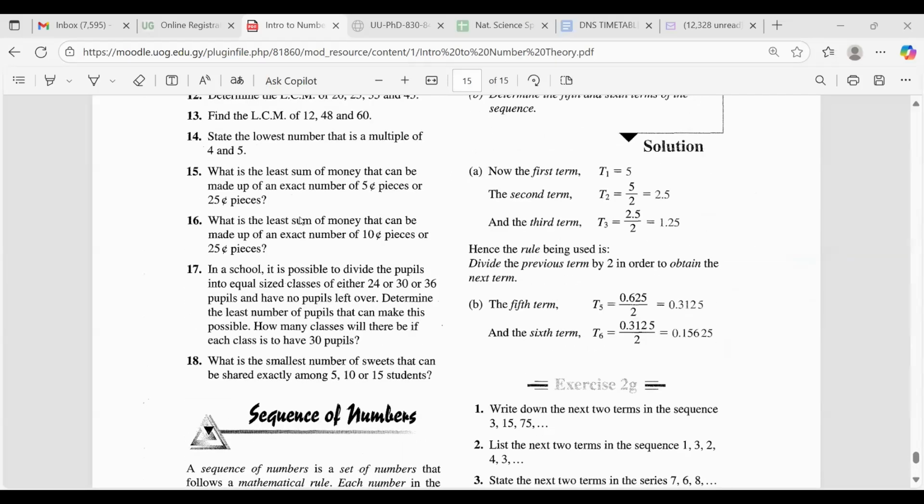What is the least sum of money that can be made up of an exact number of 10-cent pieces or 25-cent pieces? You know this is an LCM problem. What's the LCM of 25 and 10? Good. You work it out and you're not certain, but I want to tell you this. If you work a maths problem and you're not certain, you don't really know what you did. If you know what you're doing, you will know when you are right and you will know when you are wrong.